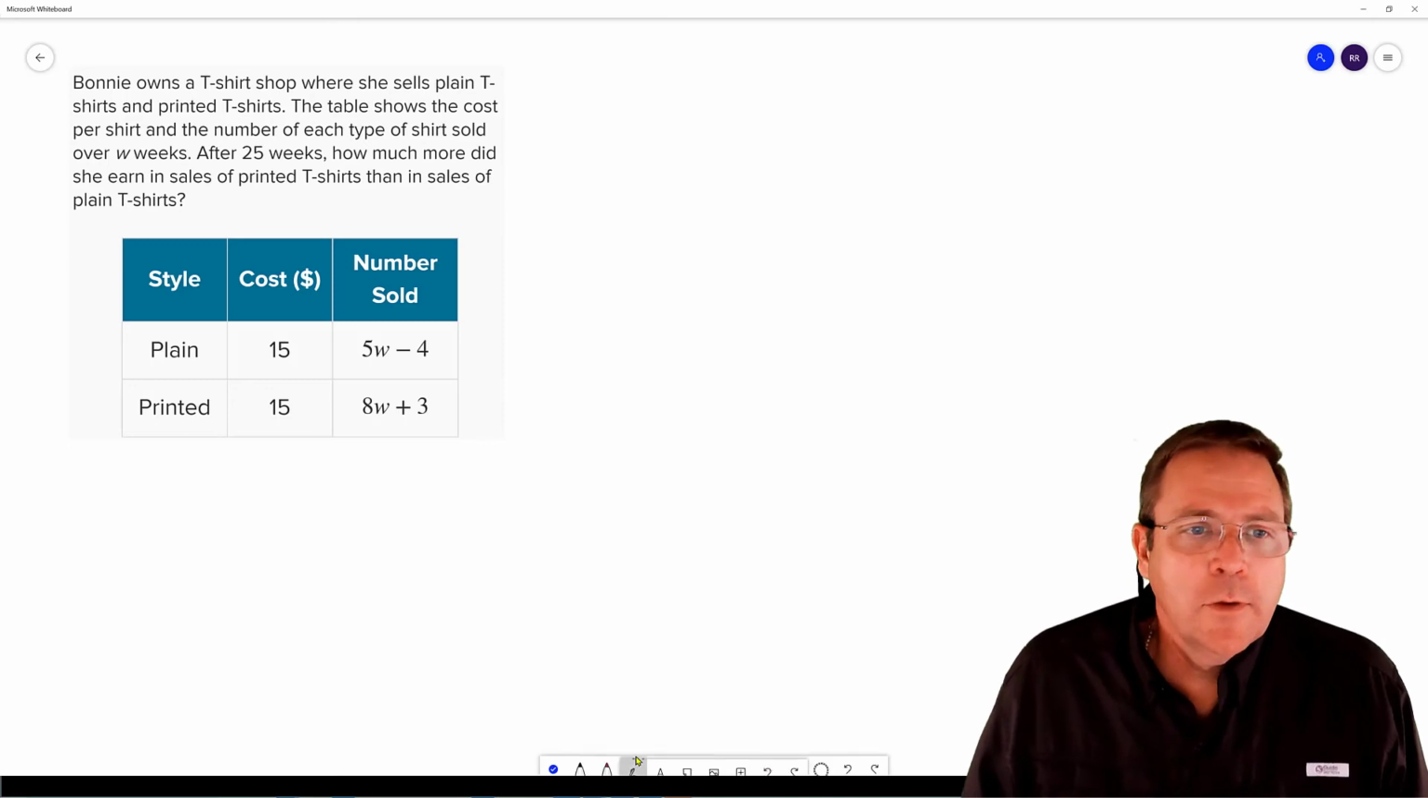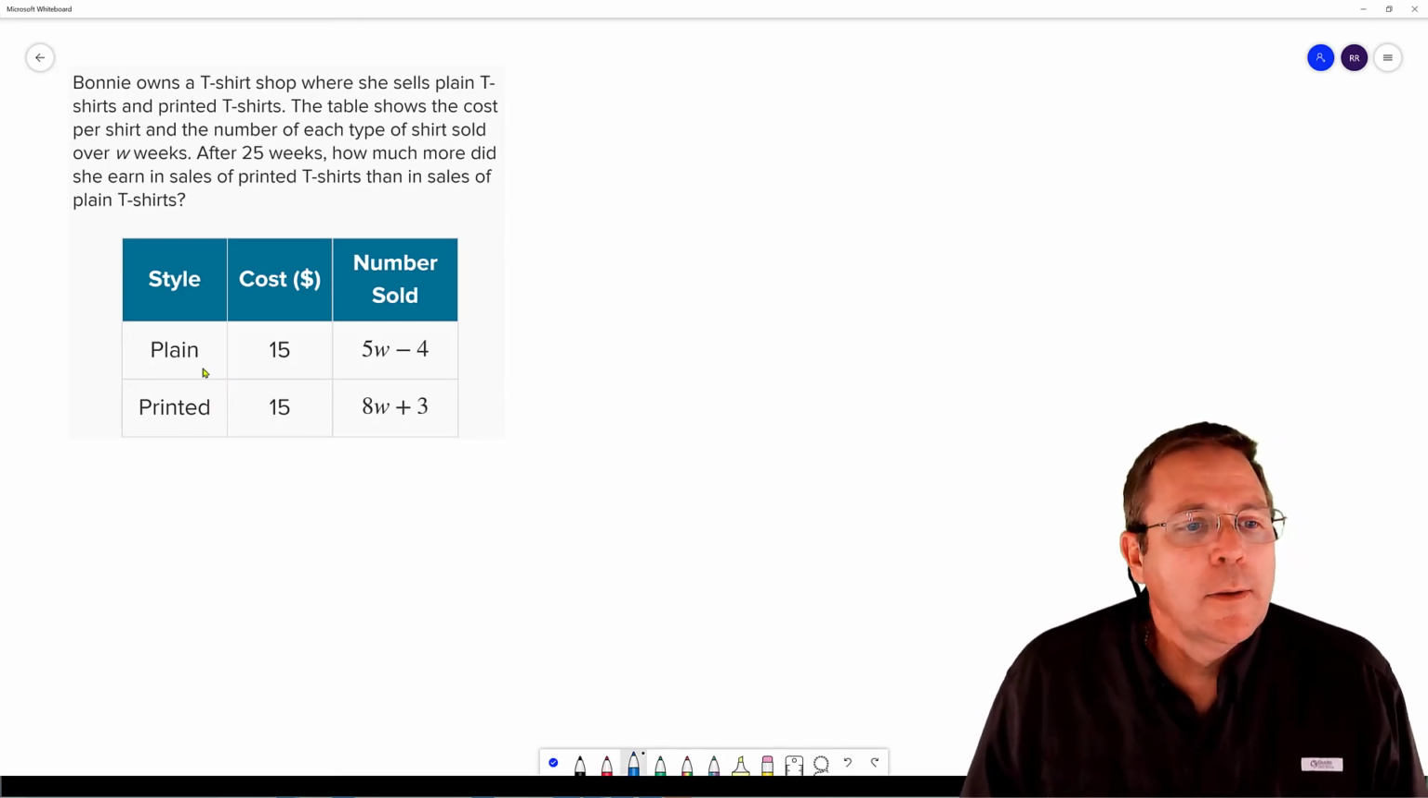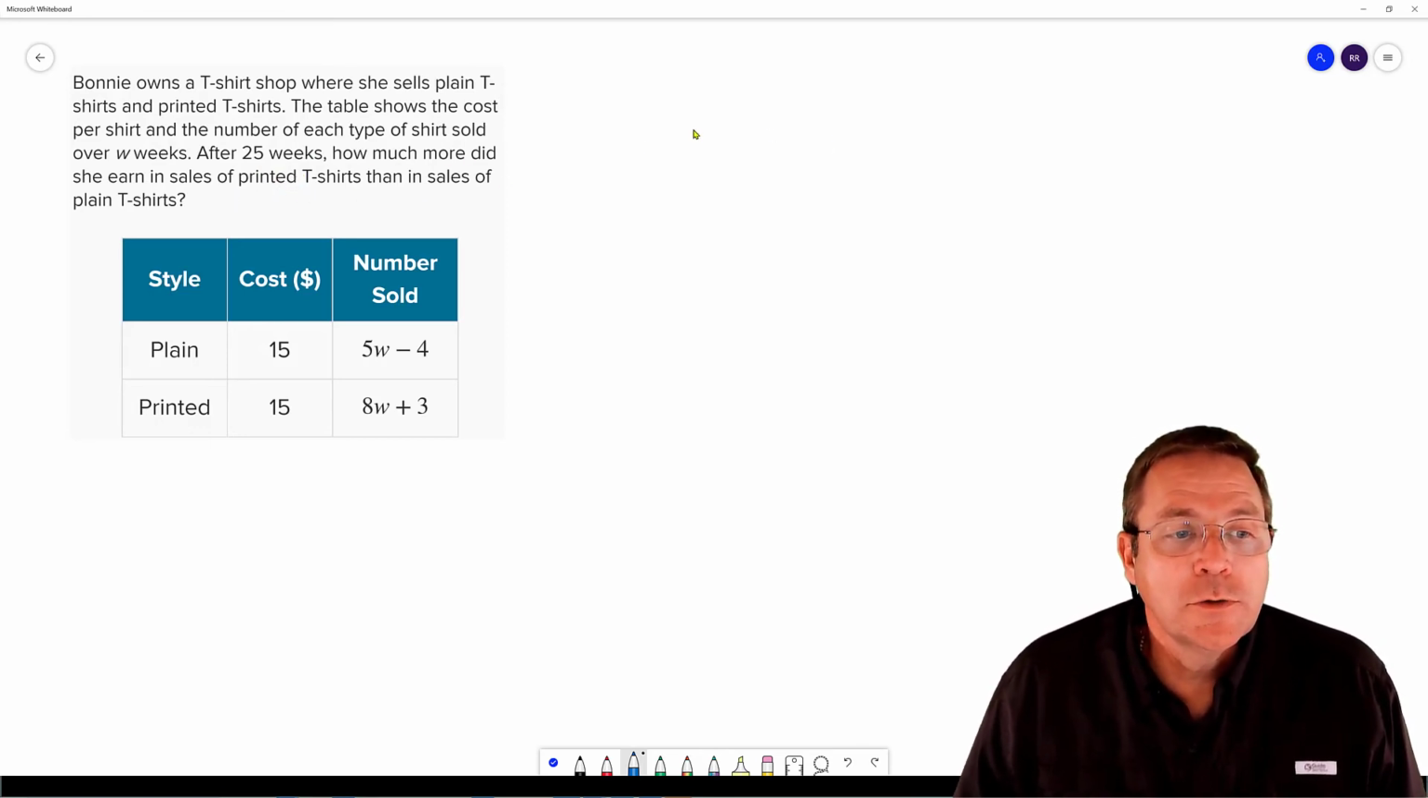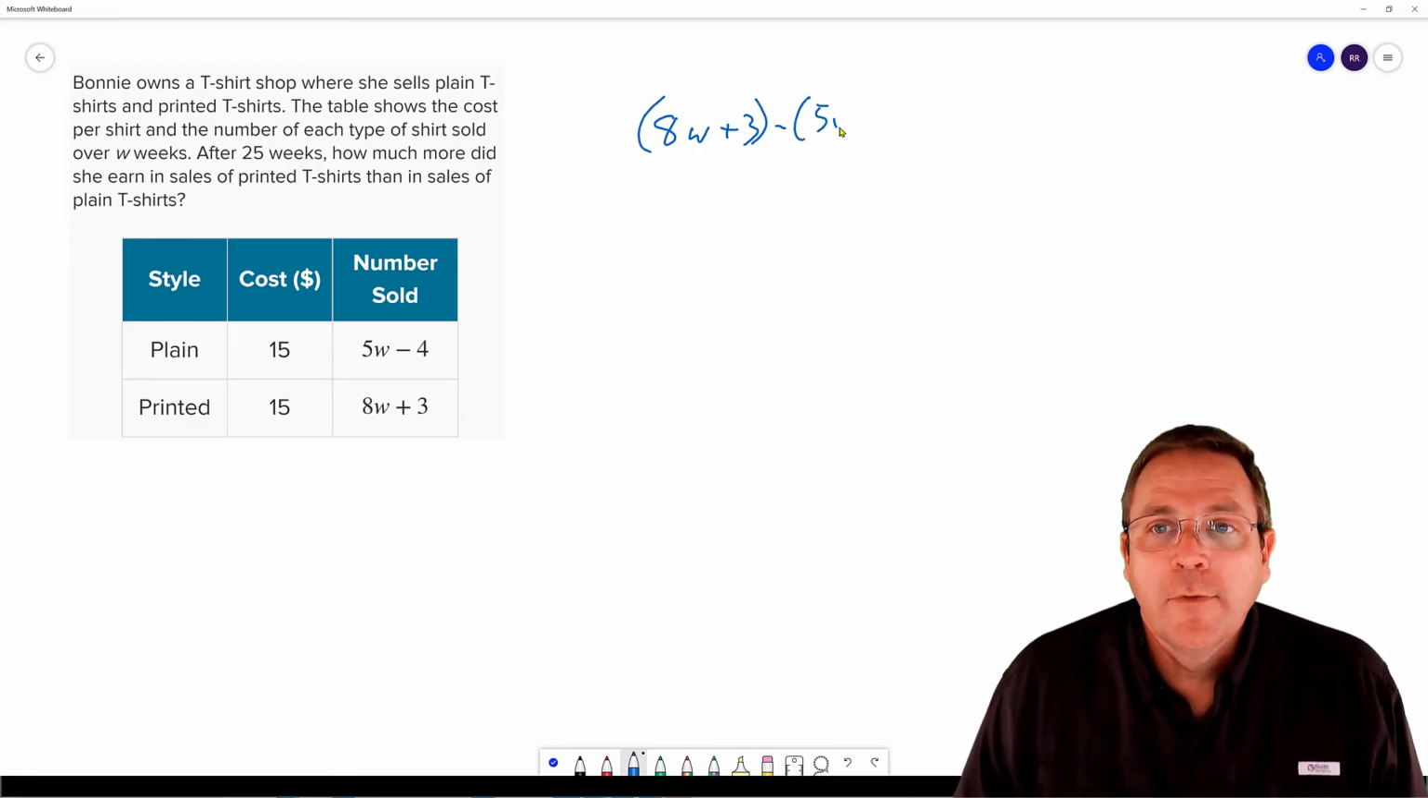So, since we're going to be subtracting the plain from the printed, because it does tell us that the printed t-shirts are more. How much more did she earn on the printed t-shirts? That means the printed t-shirts are going to go first. That's the greater amount, 8W plus 3. And that's going to be subtracting from it your 5W minus 4.